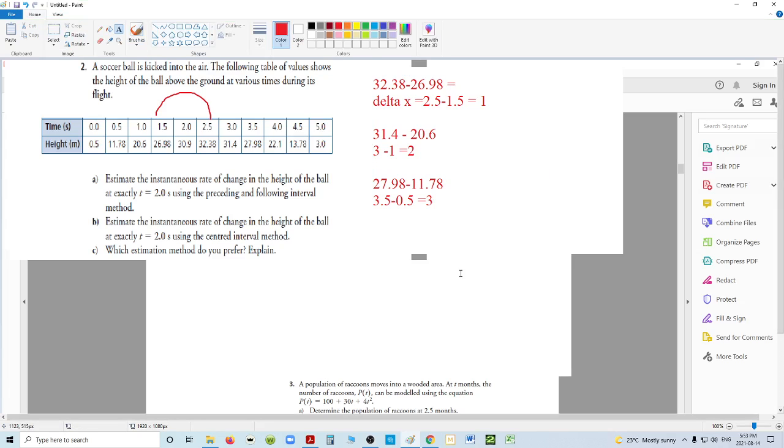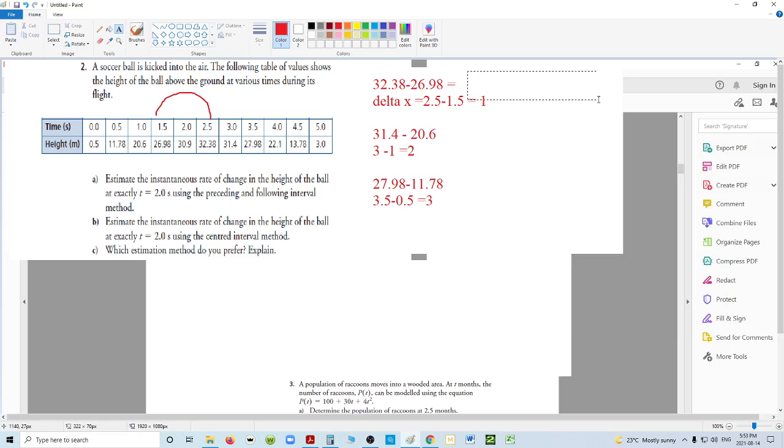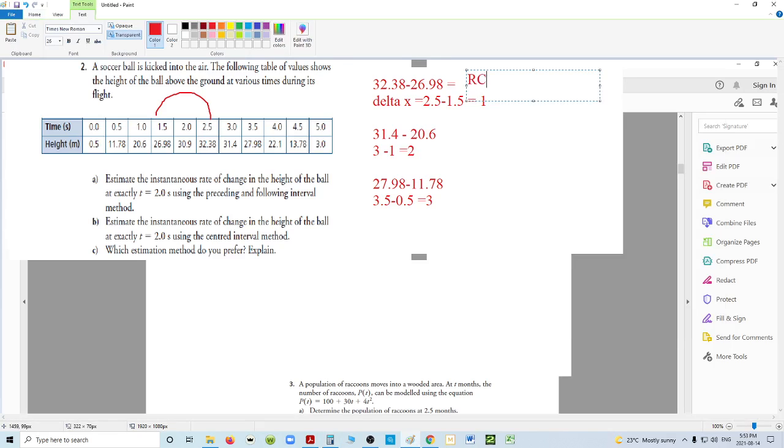Okay, so let's come up with our delta y's here. 32.38 minus 26.98, sorry, my brain's slow right now, equals 5.4, and divided by 1 is 5.4. So right there, we get 5.4. So my rate of change here, my ROC here, is 5.4.